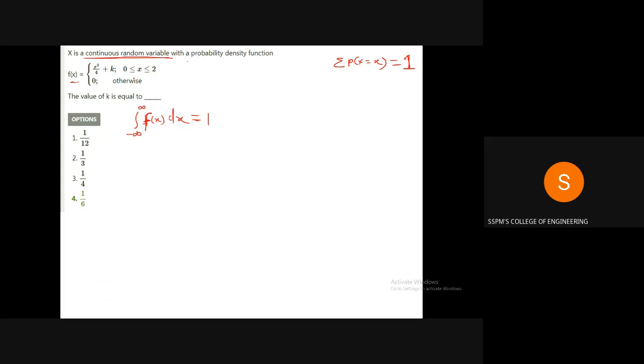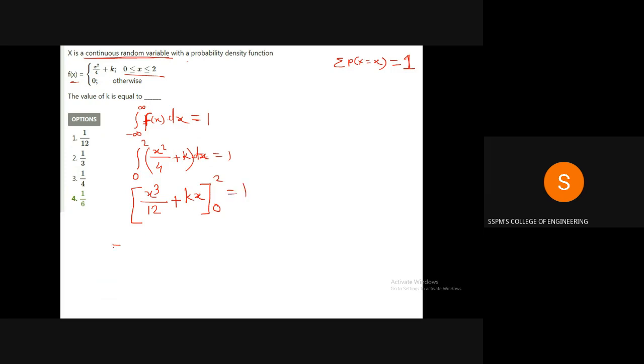So for now, the limits are 0 and 2, so we'll put those limits here. f(x) is x square divided by 4 plus k, into dx, is equal to 1. So now we will solve this integration. The integration of x square by 4: integration of x square is x cube by 3, so x cube divided by 3 into 4 is 12, plus integration of k is kx. The limits are 0 and 2, and that is equal to 1.